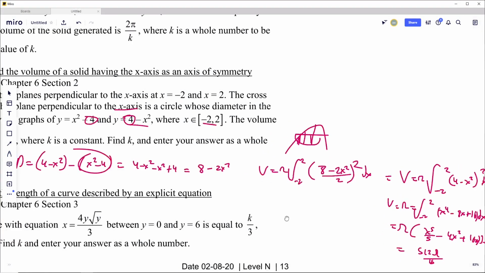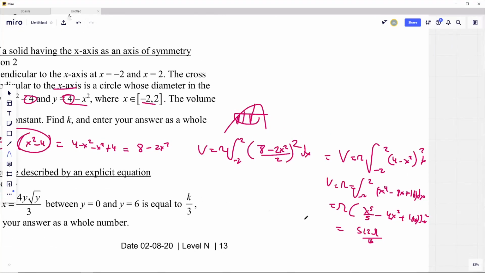And they're asking for what? What's the number times the pi over the 15? It's 512, so it's the answer.